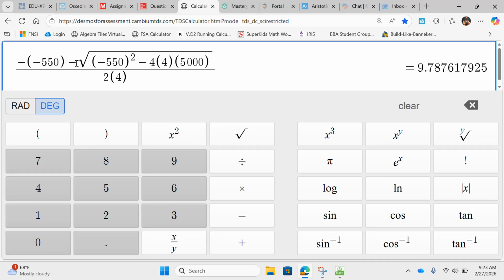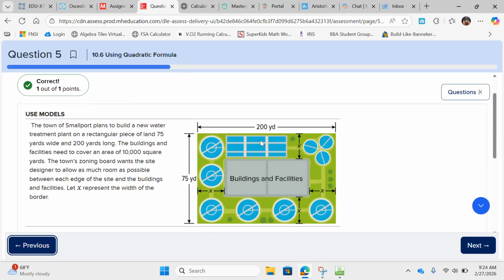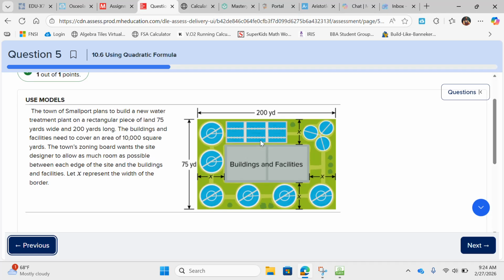Because they both are good solutions, but we've got to see which one is going to fit the actual problem. So let's go back, because it says right here, find the width of the border. Round your answer to the nearest tenth. Here's the thing. If the whole piece right here is 75 yards, that means that the borders themselves can't be 75 because you've got the buildings and the facilities. Remember, they only have a length of X. So if the buildings and facilities already take up something, then these borders right here have got to be less than, of course, 75.